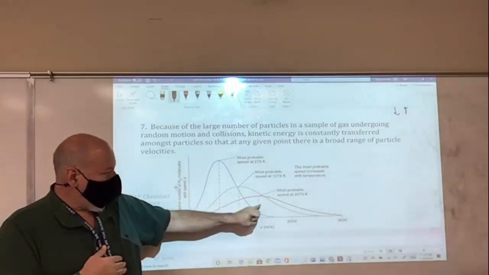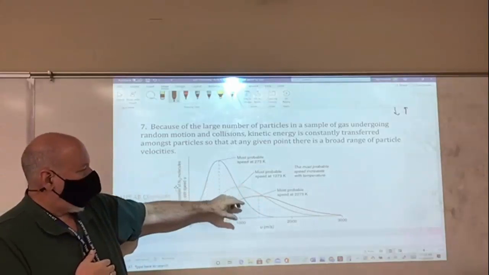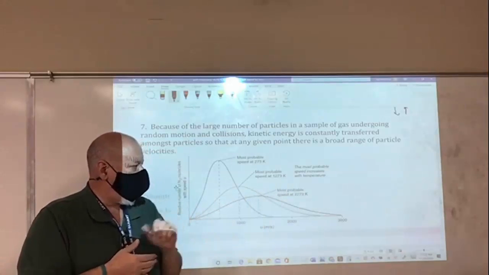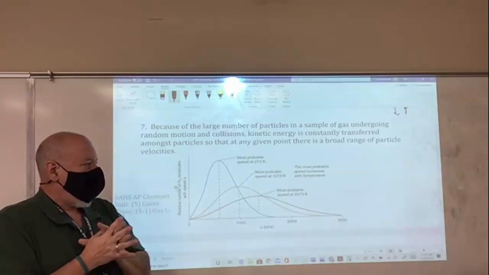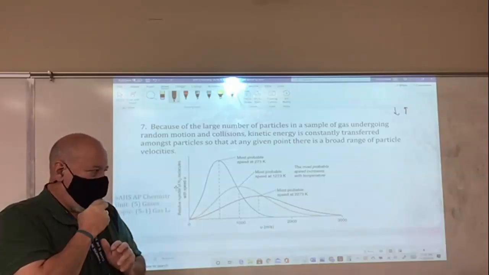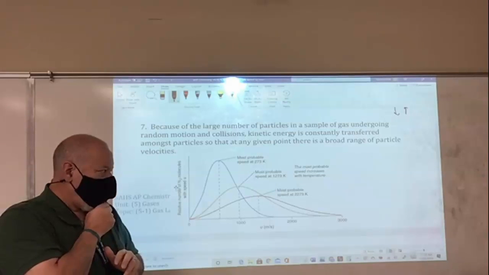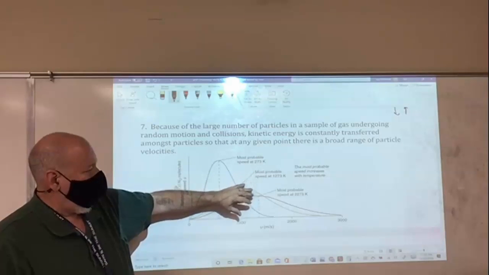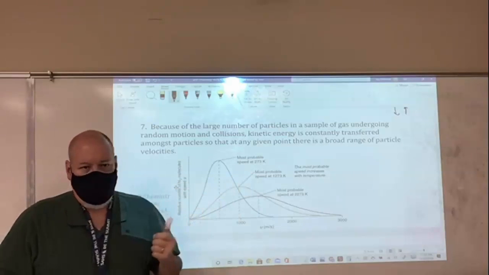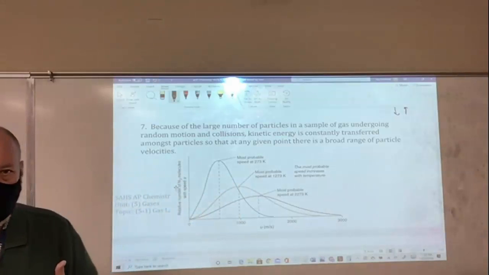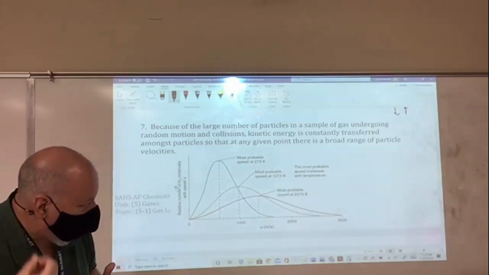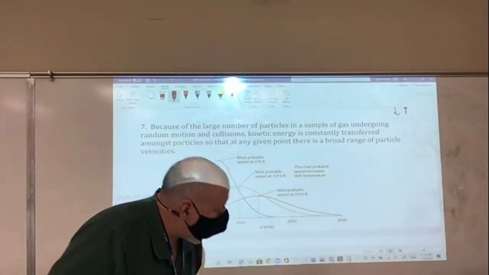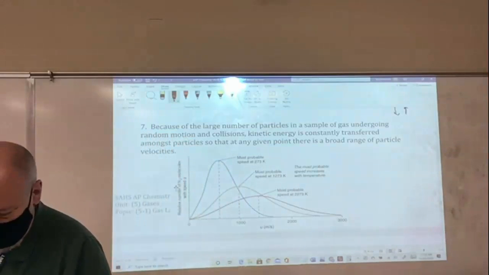But if I don't have most of my particles at a speed above which I'm going to react, then we're not going to get the reaction to occur. Okay, so we're going to look at how reactions occur later on, and this speed is going to be important for us. So that's why we're talking about it now. Okay, so let's stop there.